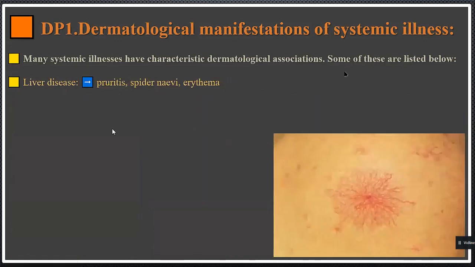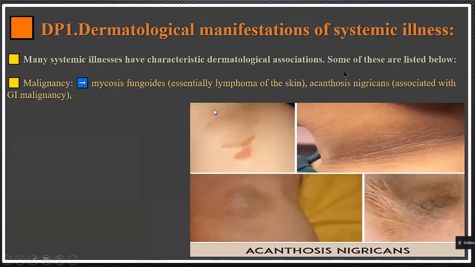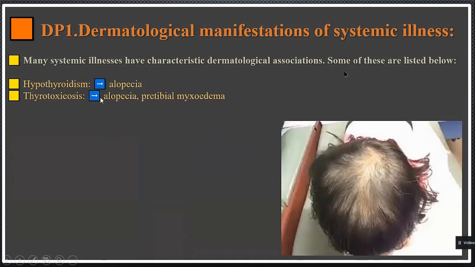Of course, liver disease, it's very common, and all people are familiar with that. So spider nevi, erythema, pruritus. And this one in the axilla and in the neck, so you can diagnose acanthosis nigricans. It's a feature of malignancy. Alopecia, as we said, may be hyperthyroidism or hypothyroidism.